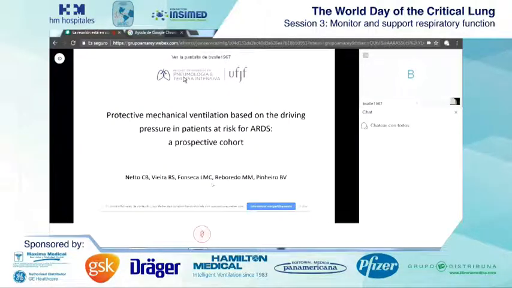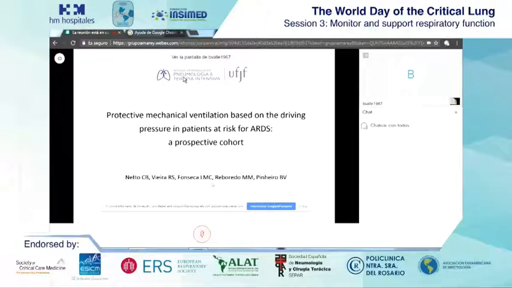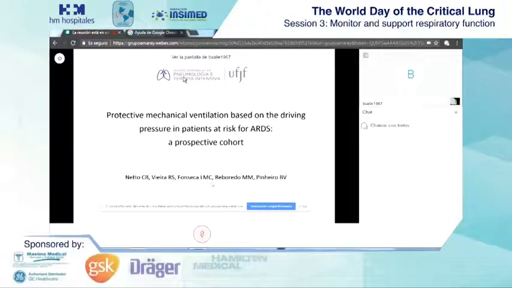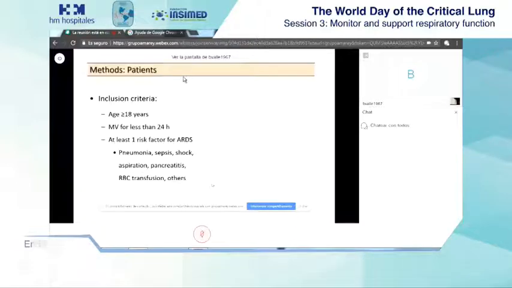But we really think that, as said by Dr. Pelosi, maybe the more important point is not the tidal volume selected by the predicted body weight. Maybe the driving pressure is a better predictor of lung injury and of bad outcomes among patients with ARDS, but also without ARDS. And trying to answer our hypothesis, we conducted a prospective cohort in our unit.